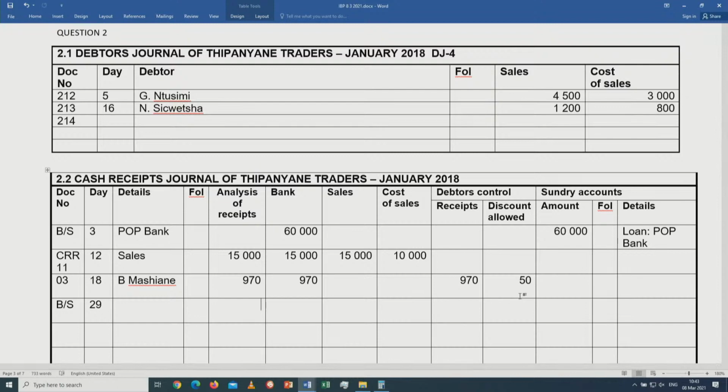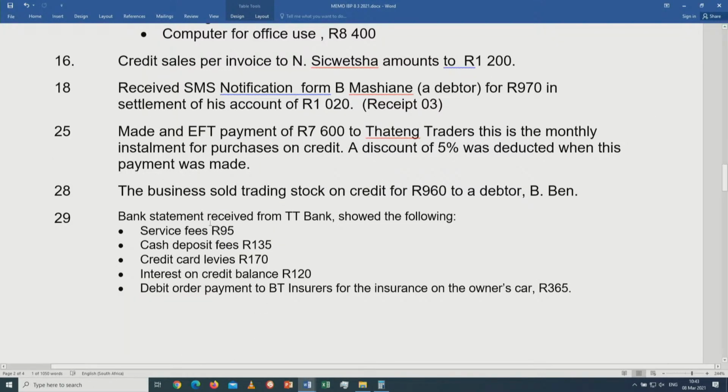So when you add 970 plus 50, it will give you the total amount that Mashiani owes us, of 1,020. All right. Let's move again to the 25th. Made an EFT payment of 7,600 to Taden Traders in a monthly installment for purchases on credit. Then the discount of 5% was deducted from the payment that he made. All right. What happened here?